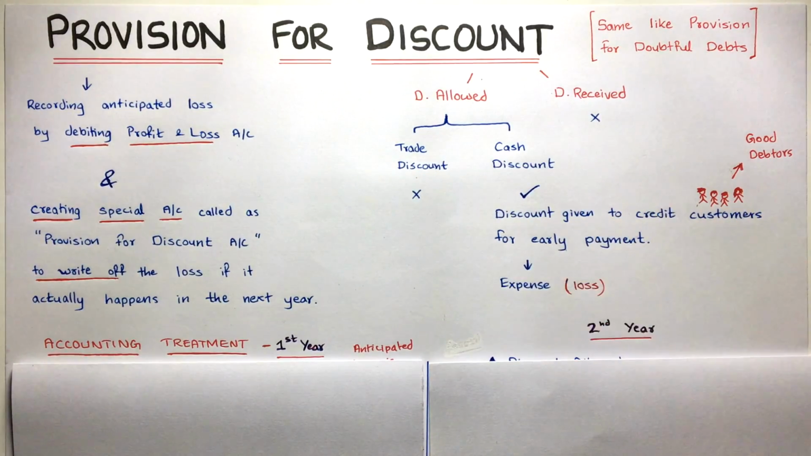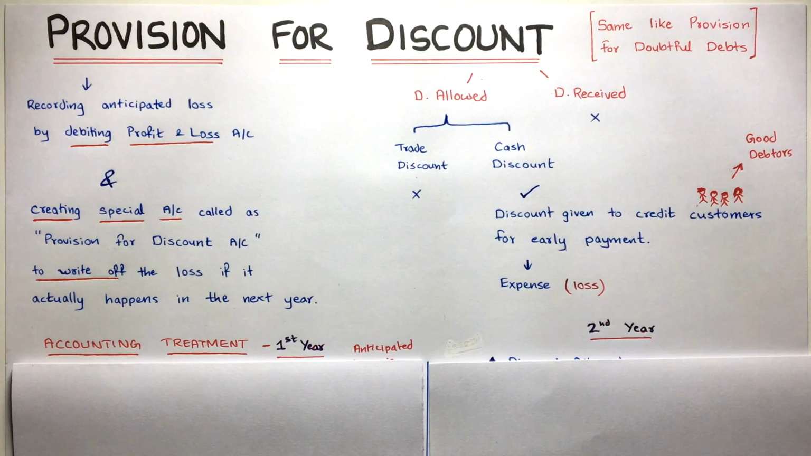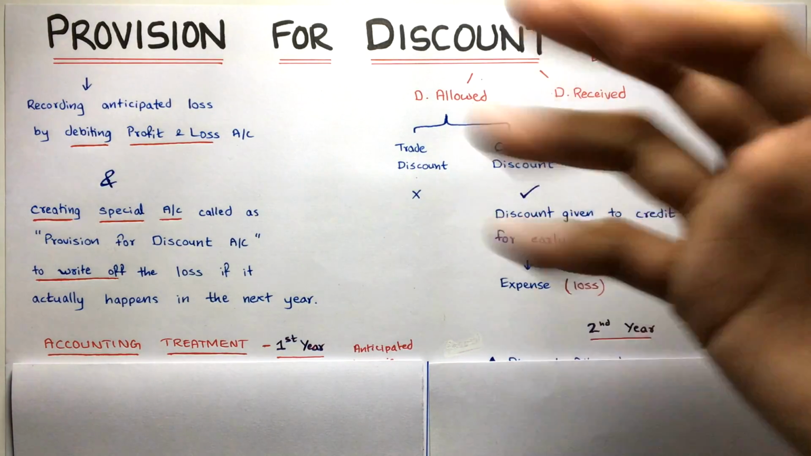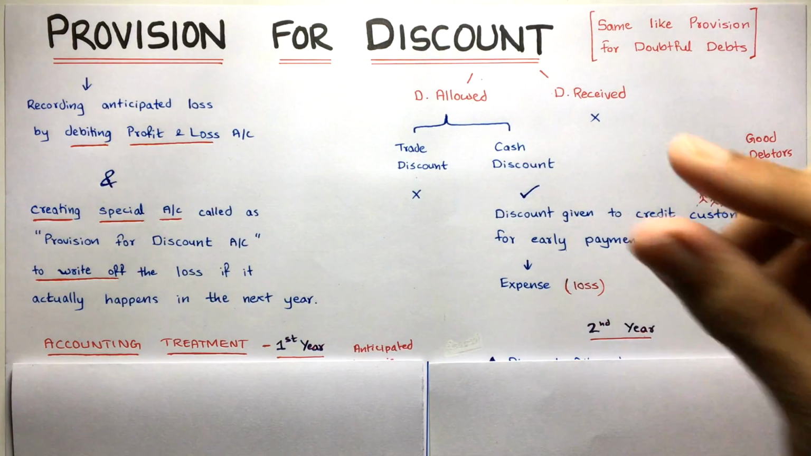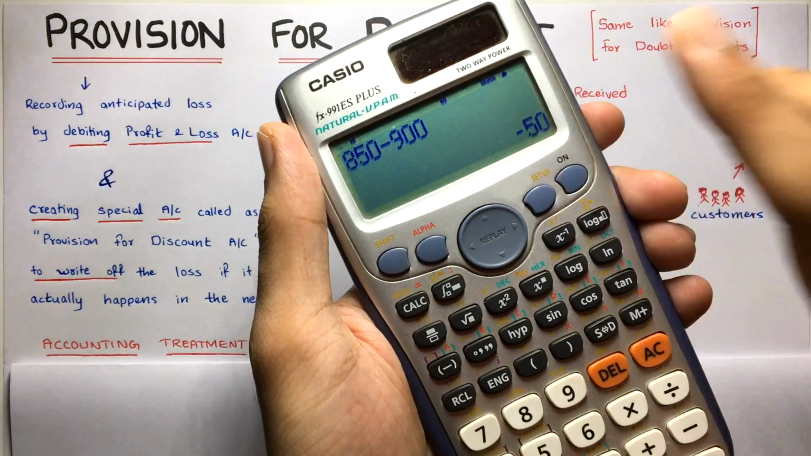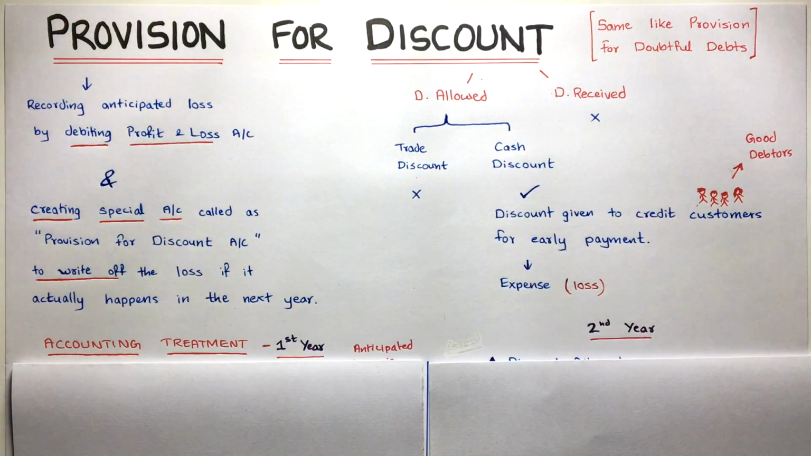The discount which is given to credit customers for early payment. The credit period was 10 days, but you wanted money earlier, within 5 days only. You called the customer and you were ready to give him a little bit of discount, that 50 rupees. So that is called cash discount, and this is a loss to the business. But why does the business do that?